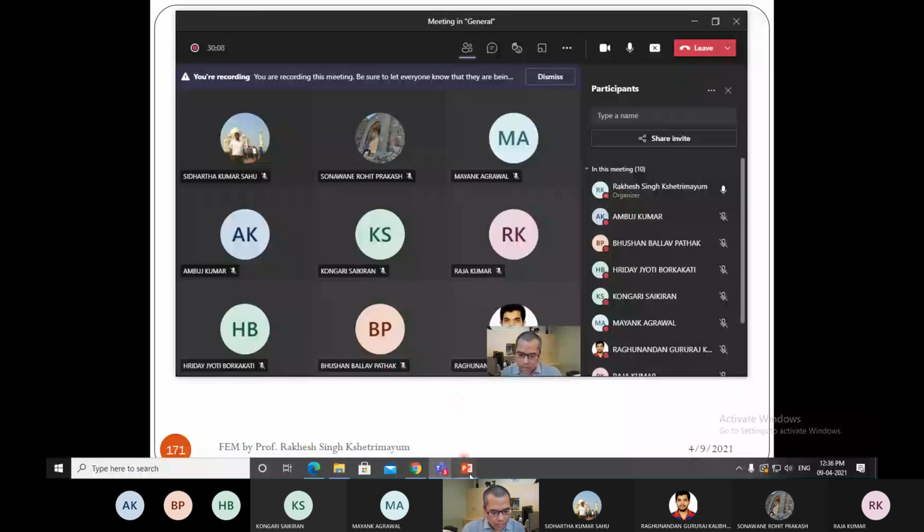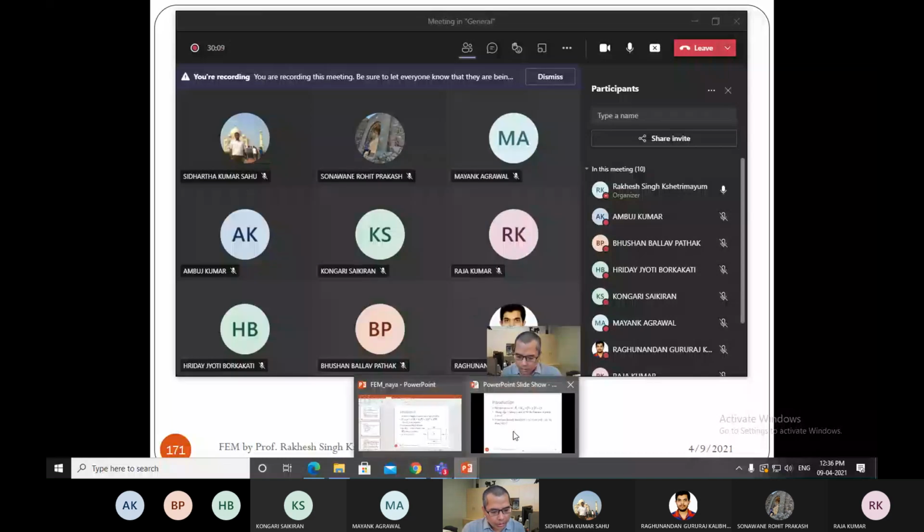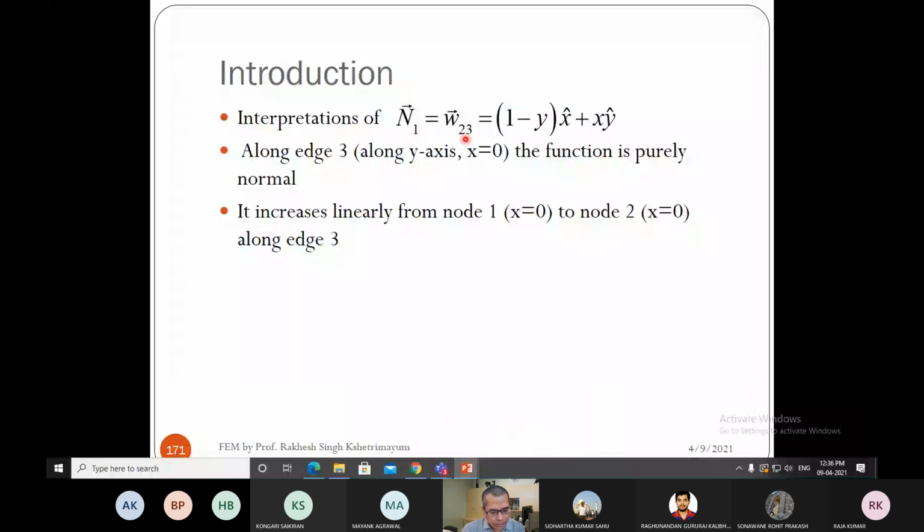There are net issues. Okay, so let us try to make an interpretation of N1. N1 is W23, which is equal to 1 minus y x hat plus x y hat. So let us look at the interpretation of this along the edges. Along the edge S3, what is happening?